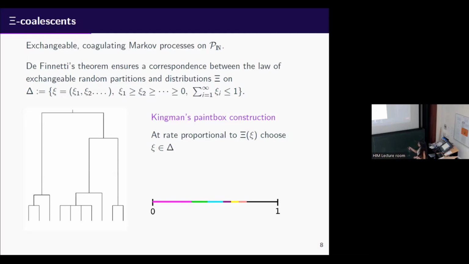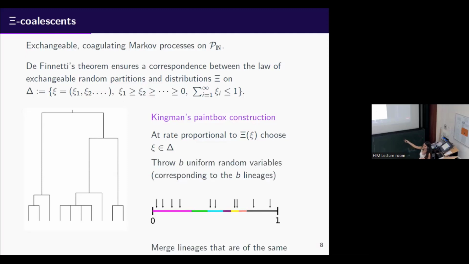And then, to each lineage that you had before this time, let's assume here we are at this time here, to each lineage that is present in the population, you assign a uniform random variable in the interval 0, 1. And you throw these variables in the interval 0, 1. And you look at the uniform variables that fell in the same color, and you merge them together.